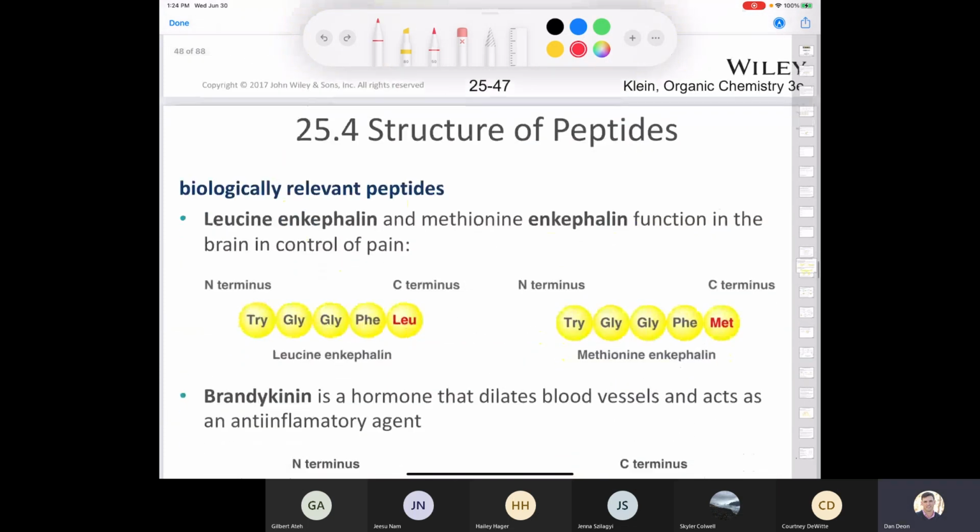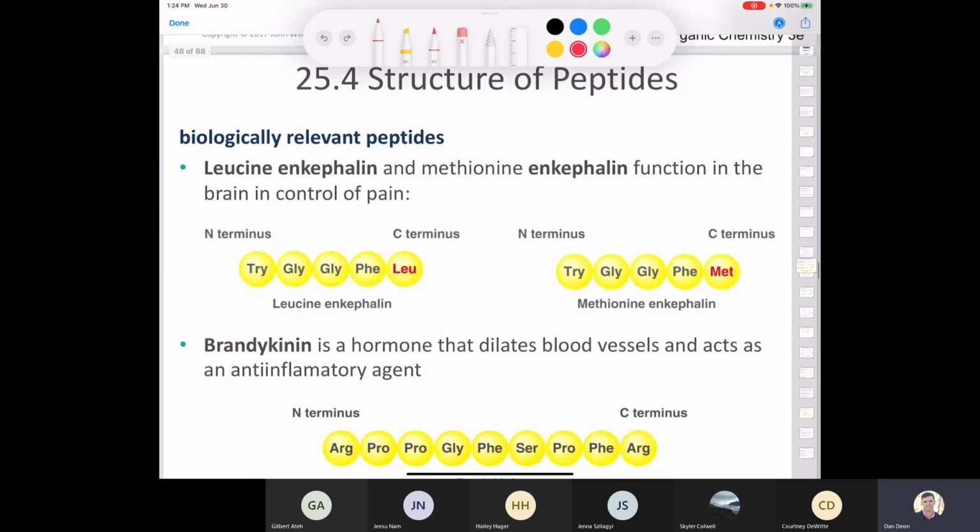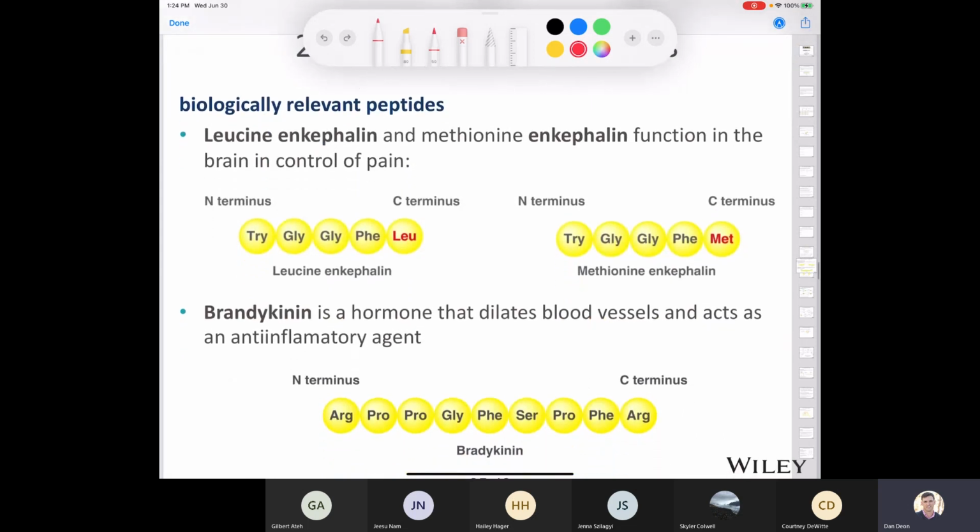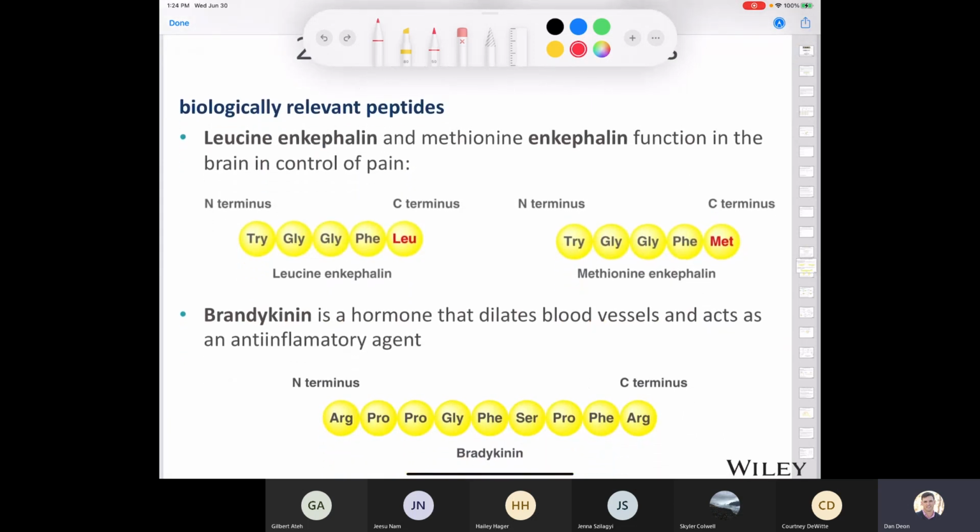Well, the next section is kind of an FYI in a way, or at least it's what it's always felt like to me. There's just some biologically relevant peptides that he presents in the textbook. And of course, there are many that aren't mentioned in our textbook, but I think the main take-home message is just how small changes in a peptide can have huge differences in terms of the function of a peptide. If you take a look at these two enkephalins here, we have leucine enkephalin.